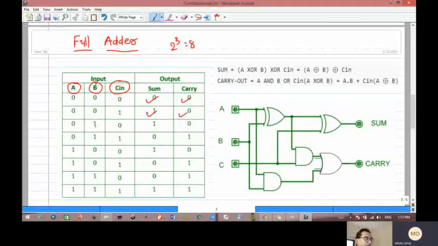0 plus 1, 1. 1 plus 0, 1. Query 0. Sum 1. 0 plus 1, answer is 1, query is 0, but 1 plus 1, answer is 0, and carry is 1. 1 plus 0, answer is 1, 1 plus 0 again answer is 1, and sum is 0. 1 plus 0, answer is 1, carry is 0, and 1 plus 1, again answer is 0, and carry is 1. Similarly, 1 plus 1, 0, and carry is 1.